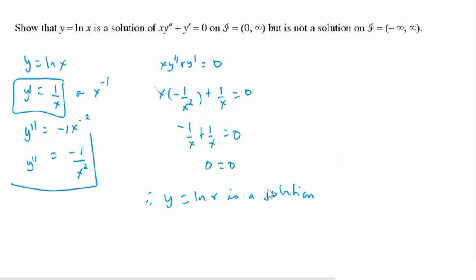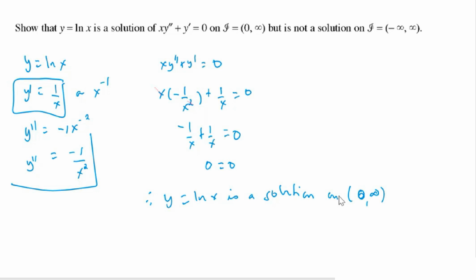Okay, take note that it's only a solution on the interval of 0 to positive infinity. So note that y equals ln of x could not be a solution on the interval of negative infinity to positive infinity, because the logarithm is undefined for negative numbers.